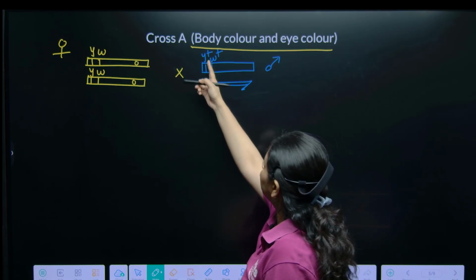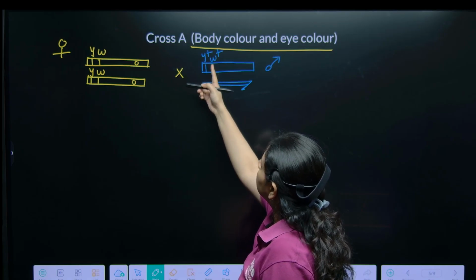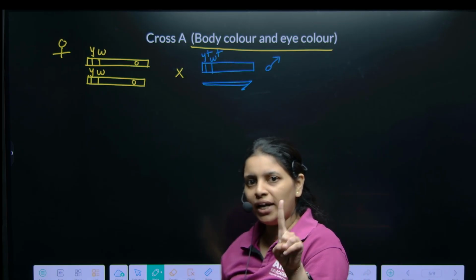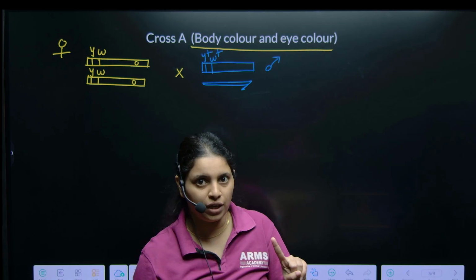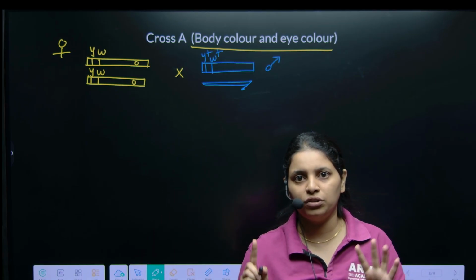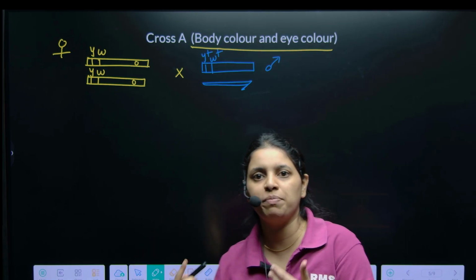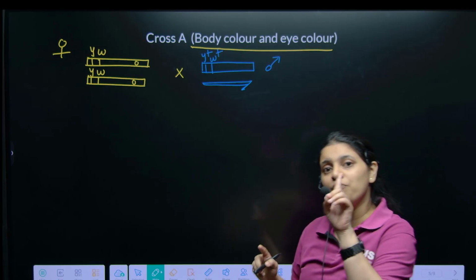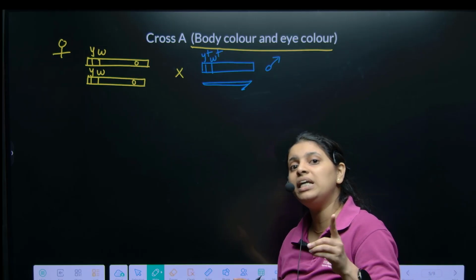Now here, look at the gene, Y plus W plus. As there is only one X chromosome in the male Drosophila, whatever genes are present on this chromosome, dominant or recessive, it will be expressed. If there is only one copy, then it is called hemizygous.